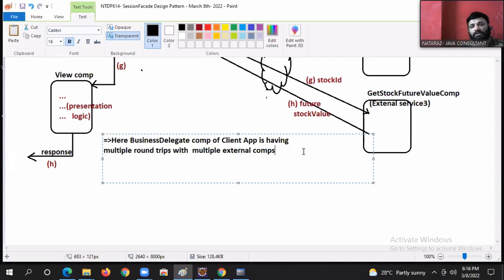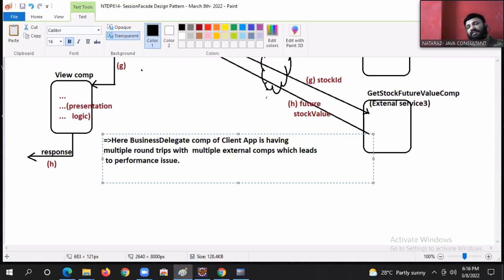Having multiple round trips with multiple external components leads to a performance issue. Which leads to performance issue.